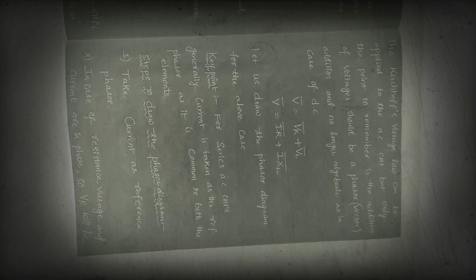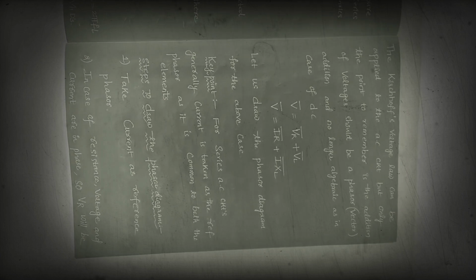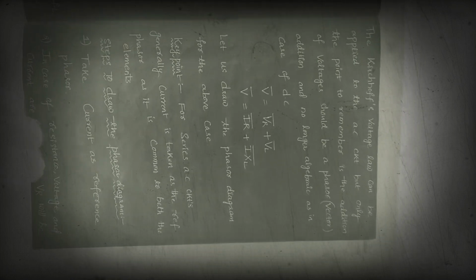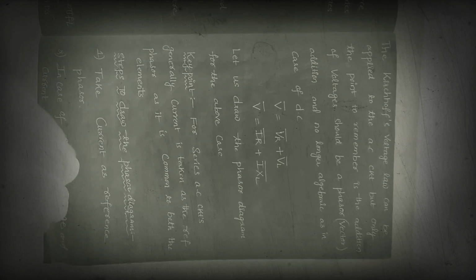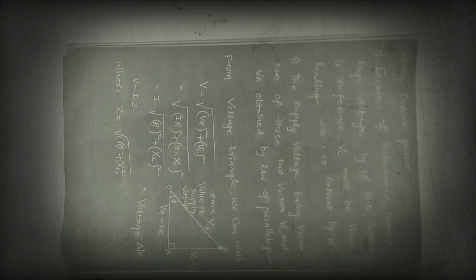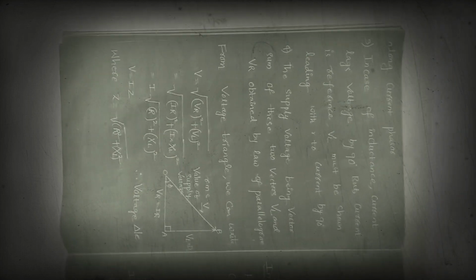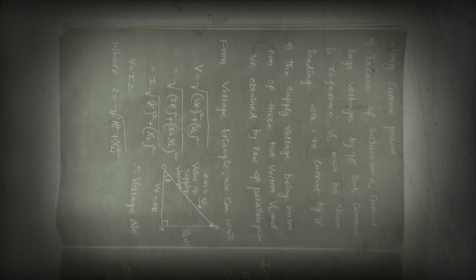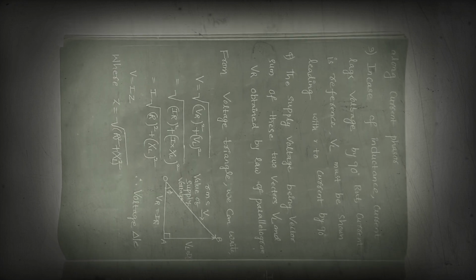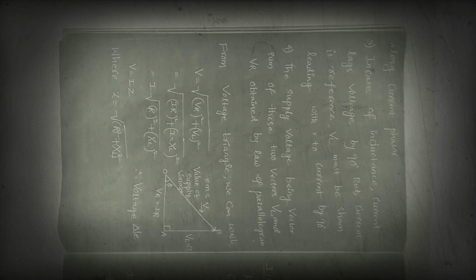Second thing is, in case of resistance, voltage and current are in phase, so VR will be... already we know that in case of resistance the voltage and current are always in phase. Okay. Next, in case of inductance, current lags voltage by 90 degrees, but current is the reference. VL must be shown leading with respect to current by 90 degrees.